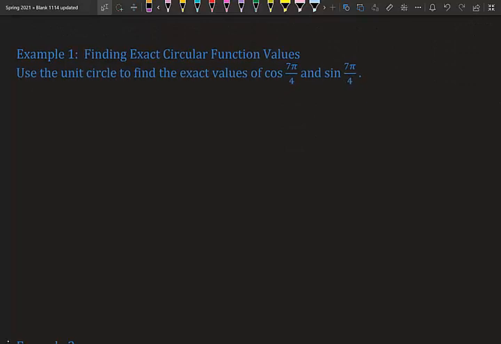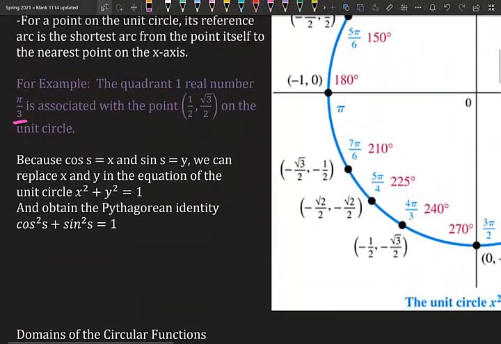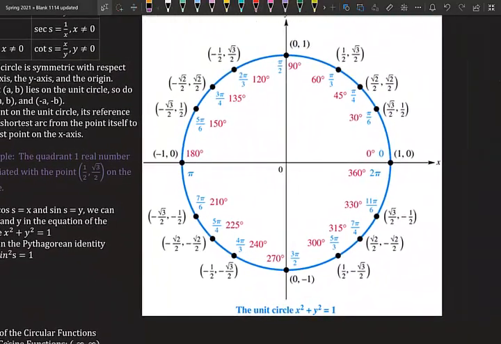Alright, finding exact circular function values. Use the unit circle to find the exact values of cosine 7 pi over 4 and sine 7 pi over 4. So let's first remember cosine represents x. So we want to go to 7 pi over 4 and look at the x for 7 pi over 4. Let's go to 7 pi over 4 on the unit circle. 7 pi over 4 is right here. So the x, which is cosine, associated with it is square root of 2 over 2, and the sine, or the y value, is negative square root of 2 over 2.